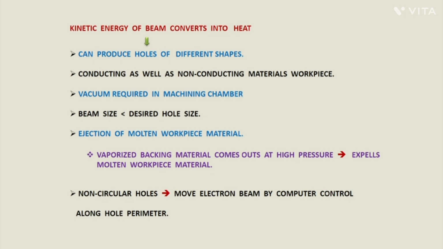Another thing is that vacuum is required. The machining chamber should be a vacuum chamber, because when these electron beams travel, if air is present in the chamber, they will collide with the air molecules and the strength will be reduced. That's why vacuum is generated in the machining chamber. Also, a tungsten cathode is used. If air is there, it will immediately be oxidized. To avoid the oxidation of this tungsten filament cathode, the vacuum chamber is used.